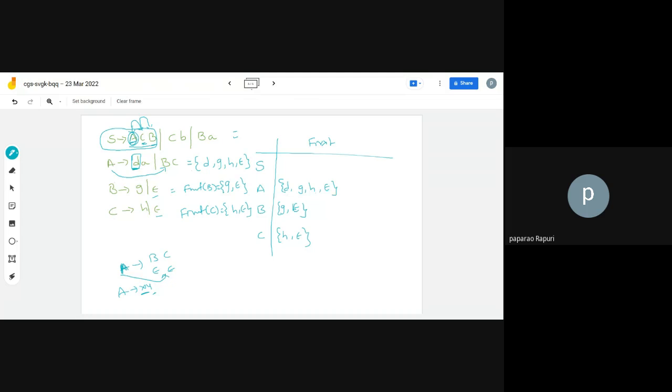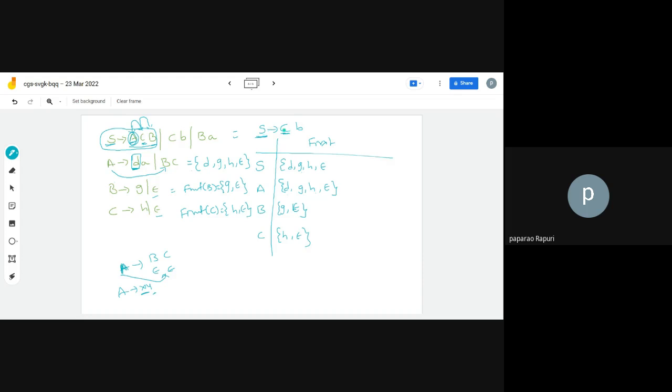So coming to this one, first of S is equal to first of A. That means D comma G comma H comma epsilon. Next, from this production, S derives capital C small b. Here S is deriving a non-terminal followed by the terminal.